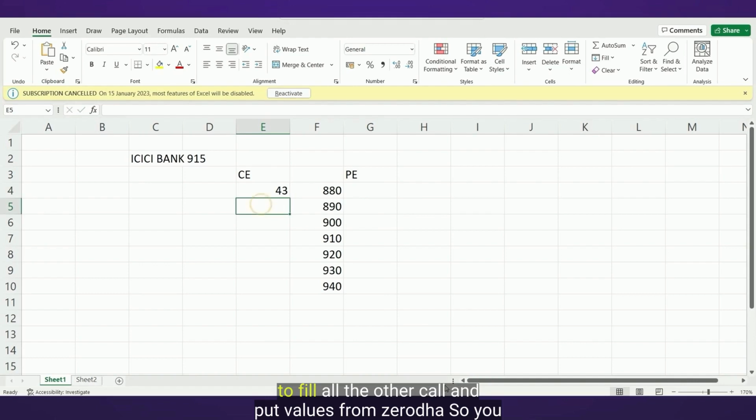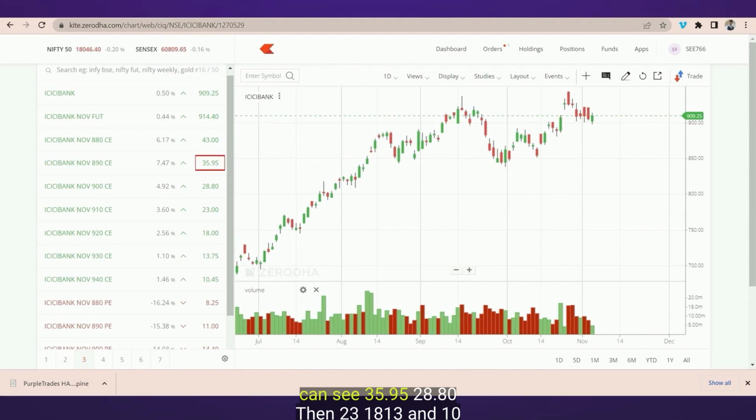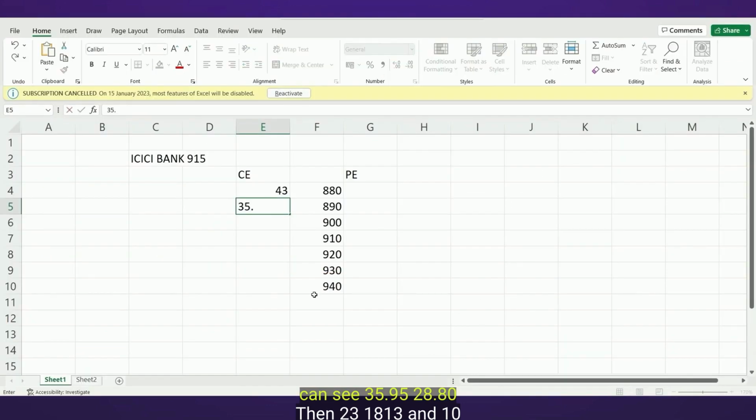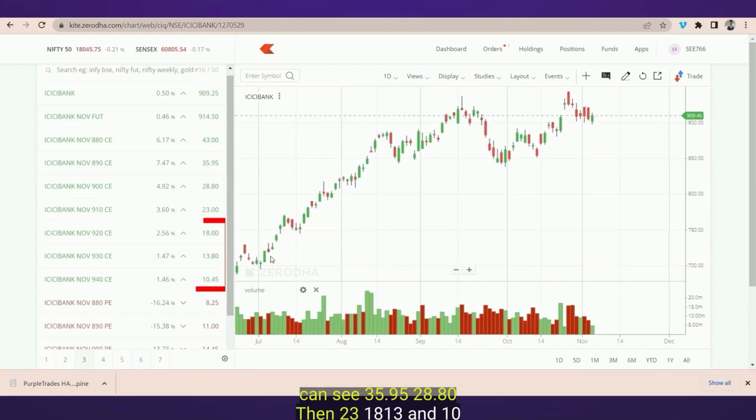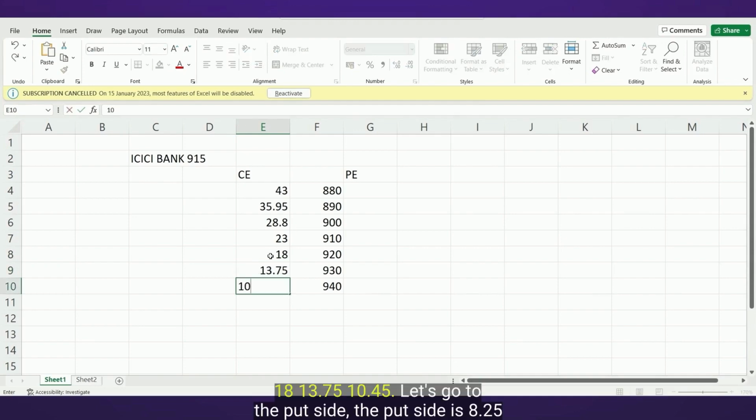Similarly, I'm just going to fill all the other call and put values from Zerodha. So you can see 35.95, 28.80, then 23, 18, 13.75, and 10.45. Let's go to the put side.